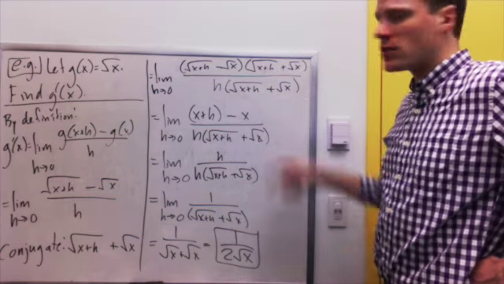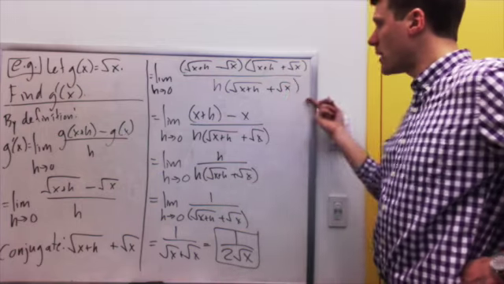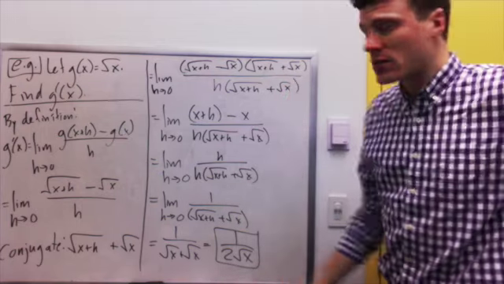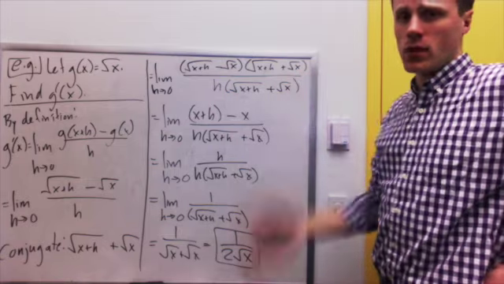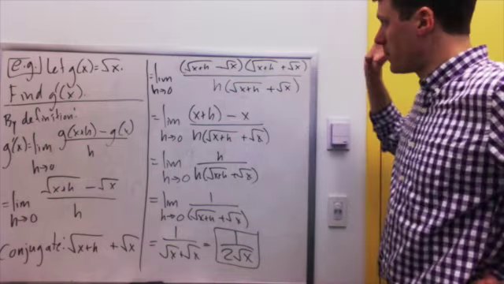Don't multiply out down here because we're eventually going to want to cancel h. If you multiply out, you're going to have to factor h out again in order to cancel it. Don't multiply out. Leave it like this.